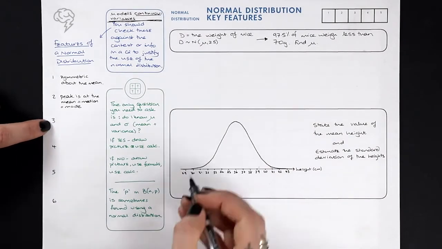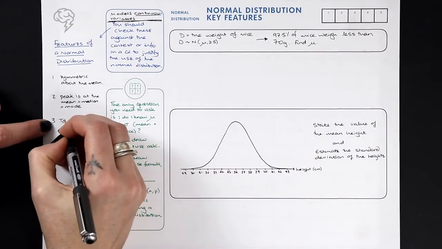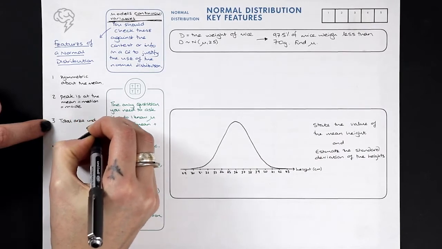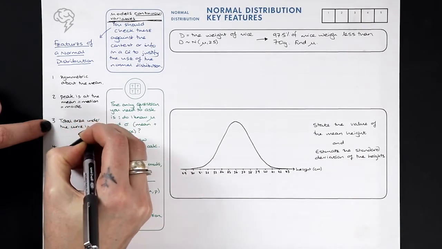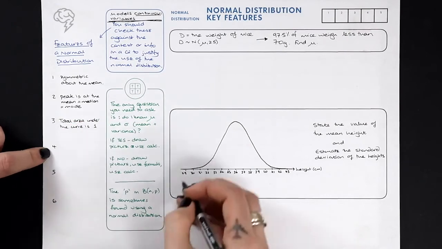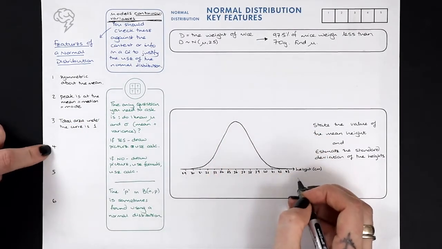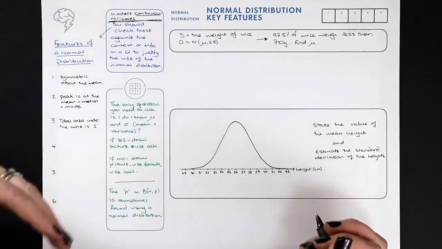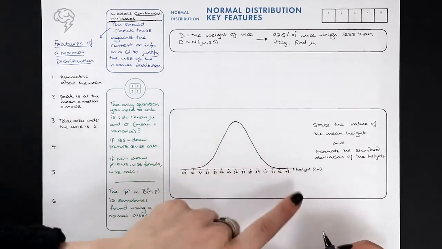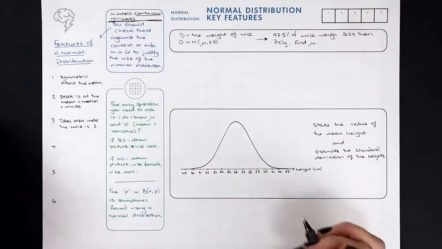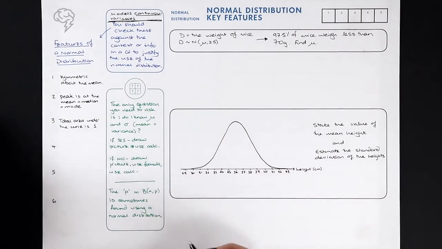And right, next one, the total area under the curve is 1. That's important because it's a probability curve. So in a discrete sense, probabilities add up to 1. And in a continuous setting, the area under the curve is the probability, and so that totals 1.